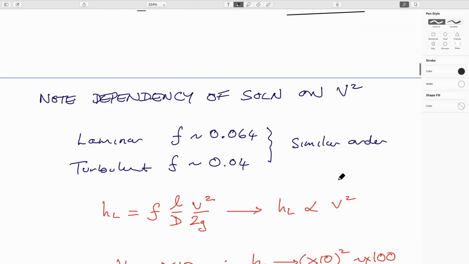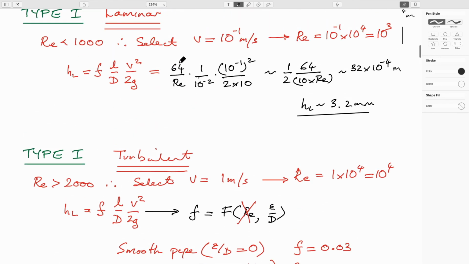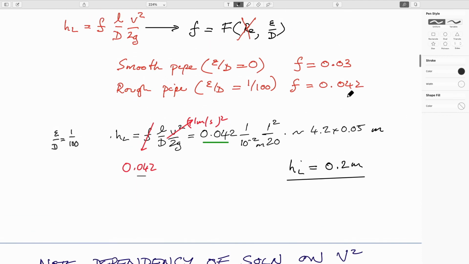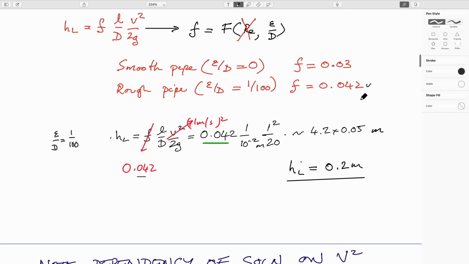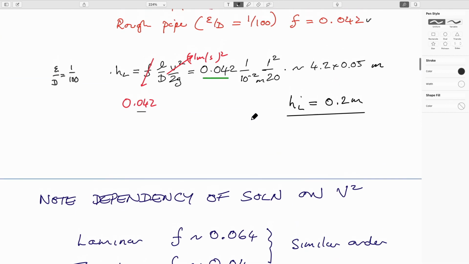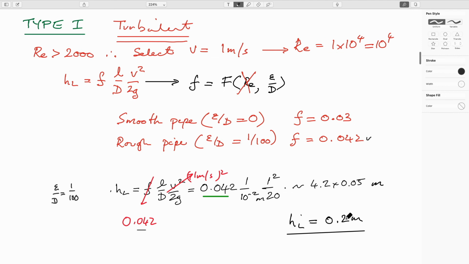And making the point that for the laminar flow, the friction factor is equal to 0.064, 64 over 1,000, in other words, right, this term here. And for the turbulent flow, when it's equal to 0.042, not very different from each other, the head losses are hugely different, 3 millimeters versus 200 millimeters.